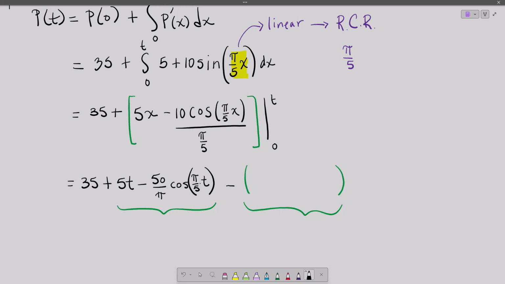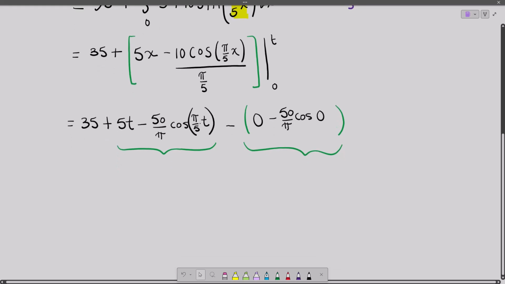When you plug in 0 to this first term, we of course get 0. And we'll put it in here just to be safe. 0. And then minus, and we'll do that math out in front again, 50 over pi times cosine of 0. And that's it, right? So anti at the upper, anti at the lower, and subtract the 2. This allows us to simplify then.